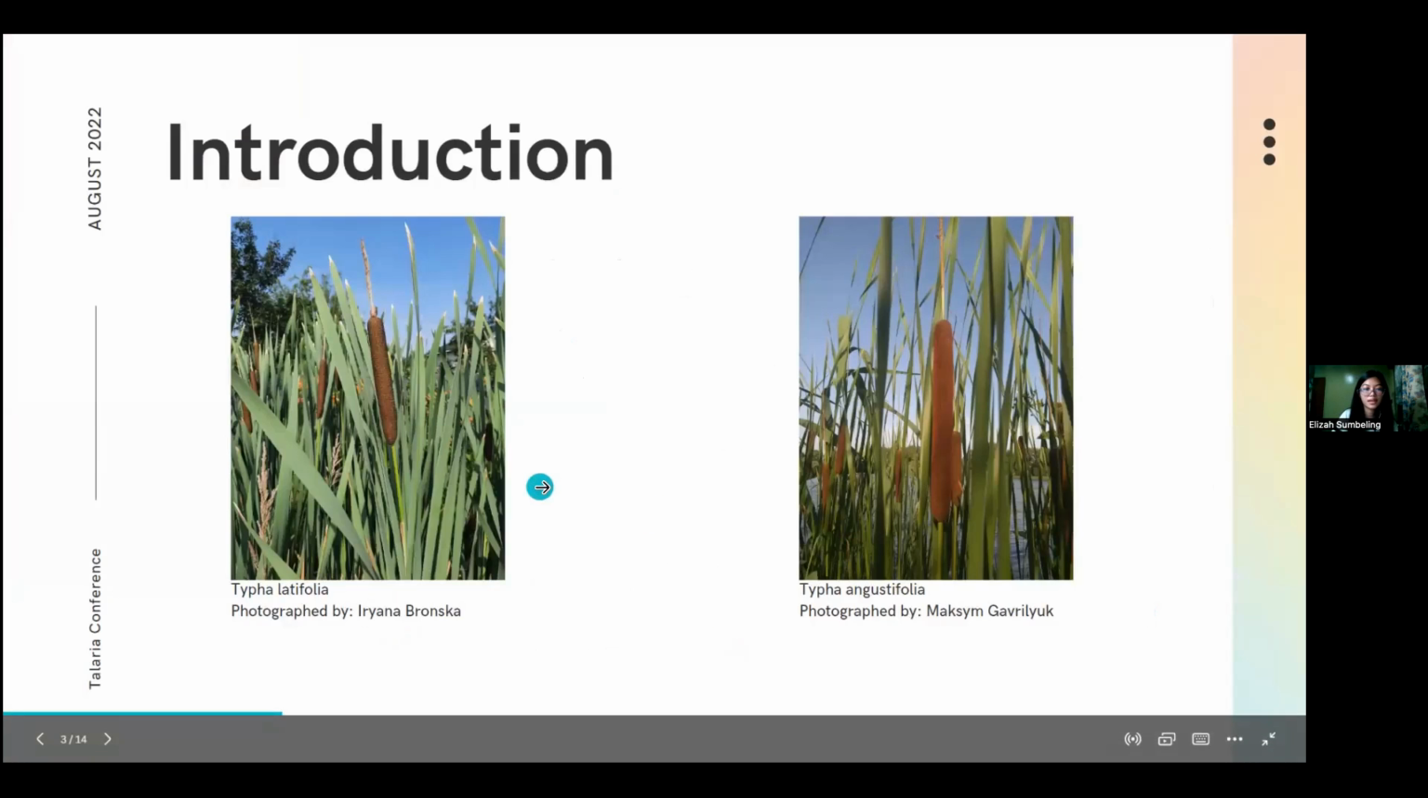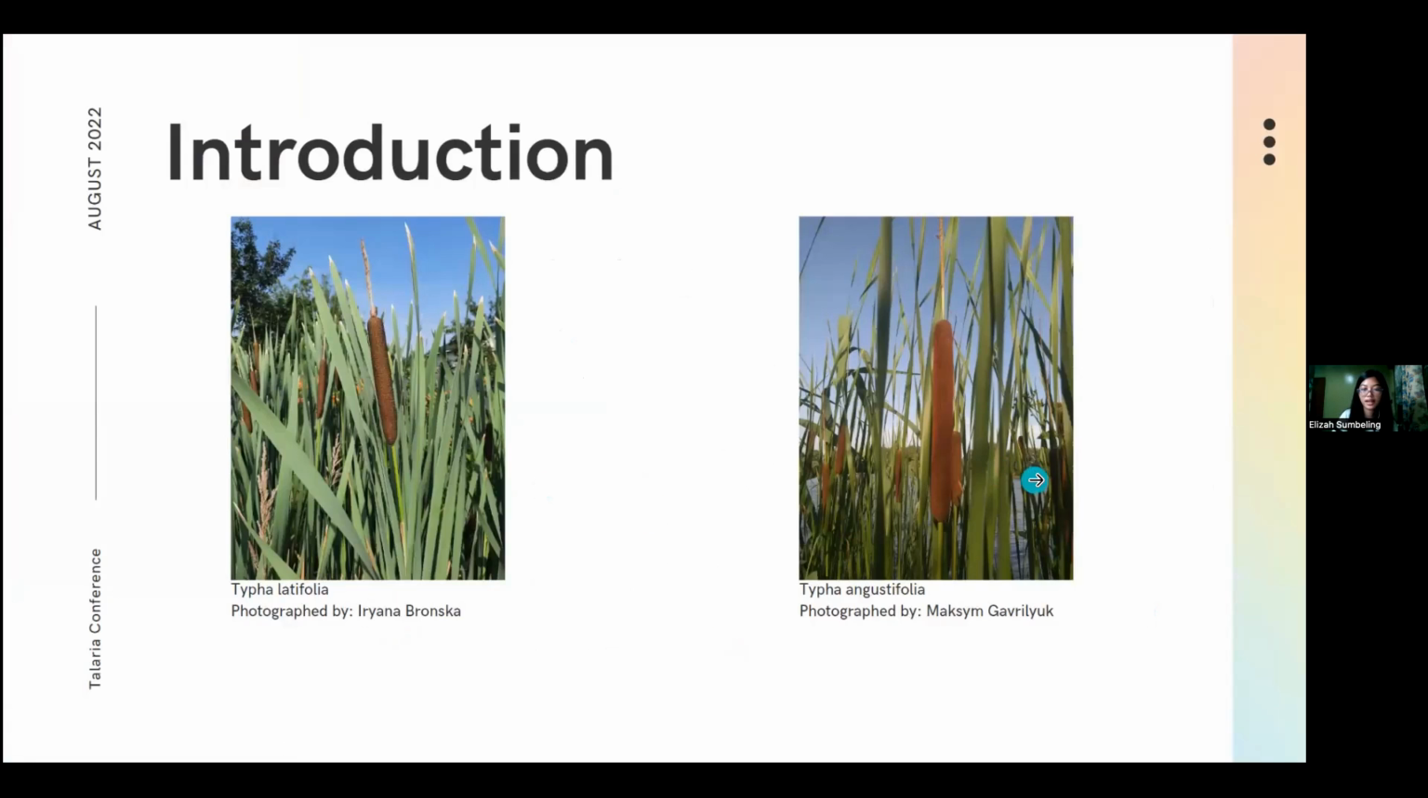So just to give a quick background on Typha species, they are a perennial aquatic herb from the Typhaceae family, and they're abundant in wetland ecosystems. When we look at these two pictures here, just by looking at them, they're kind of hard to differentiate. So to really identify between these two species, we can look at their morphological characteristics by comparing their leaf widths and the position of their staminate and pistillate.